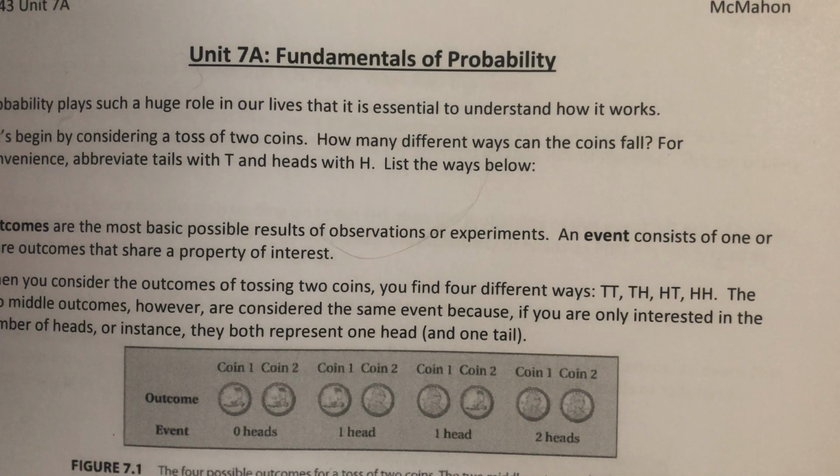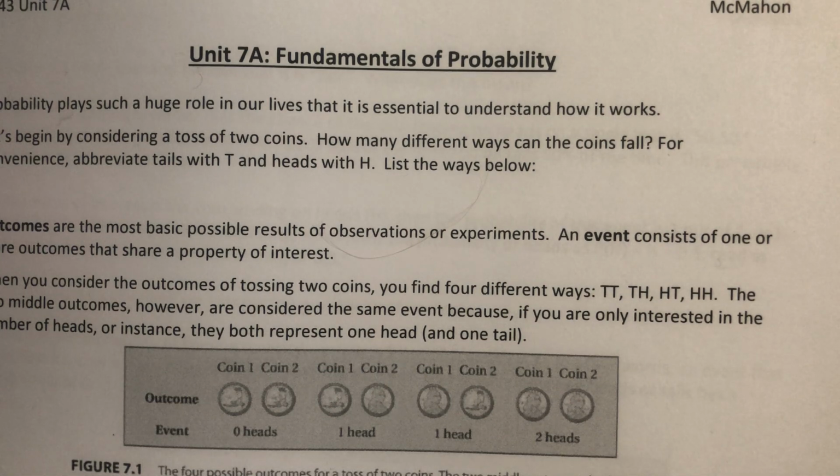All right, so if we toss two coins, then we will have four different ways that they can land. We can have heads and heads, heads and tails, tails and heads, or tails and tails. Those are known as the outcomes. Okay, it's a list of all the different ways that something can happen. The event is the number of heads or the number of tails.